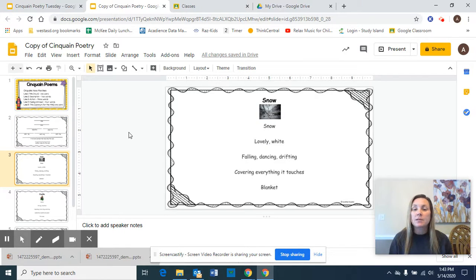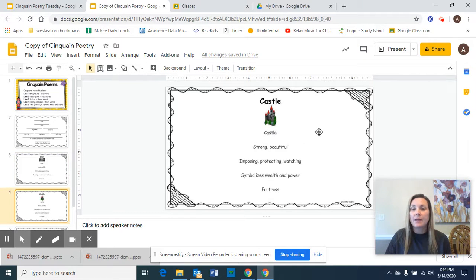Snow. Snow, lovely white, falling, dancing, drifting, covering everything it touches. Blanket. So here's our title. And then we write it again. It's our noun. Lovely and white describes snow. Falling, dancing, drifting are our verbs ending in ing. Covering everything it touches tells about snow. And then blanket is another way to describe snow.